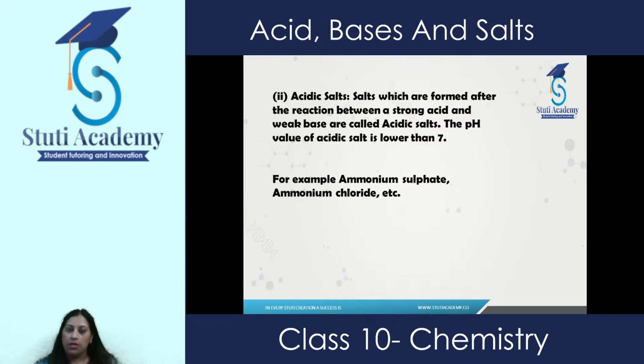Now, acidic salts. Acidic salts are those salts in which the ratio of acid is more and their pH is lower than 7. Examples of such salts are ammonium sulfate and ammonium chloride. It means they have a strong acid and a weak base. So the strong acid overcomes the property of the weak base and shows its effect. That's why this salt becomes acidic in nature.